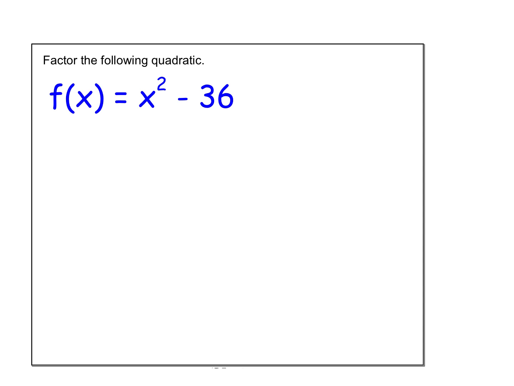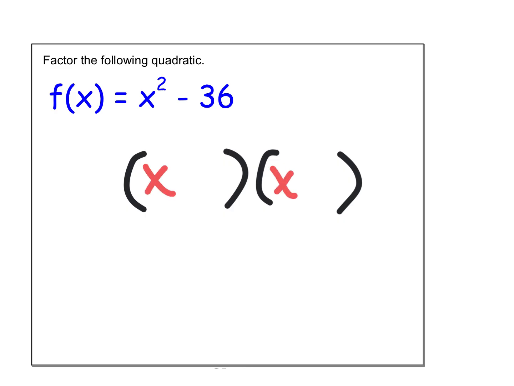You with me? Be on page 3. All right. Then, this kind, you still make 2 parentheses. I know it looks so different, but you make two parentheses. And you always start with an x and an x because why? Because x times x makes x squared.